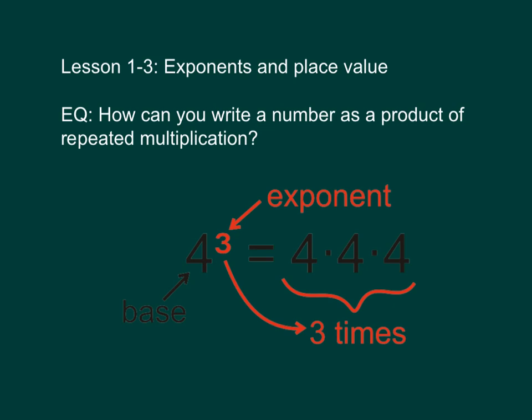This is lesson 1-3, exponents and place value. Our essential question: how can you write a number as a product of repeated multiplication? This picture shows a really good example of that. It's 4 to the third power, which really means 4 times 4 times 4. Whatever the exponent is, that's how many times you multiply it together.